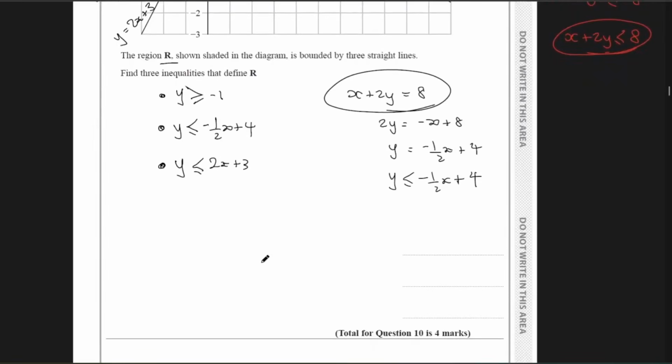These are the three inequalities. So let's write them down in the spaces provided. The first one is y greater than or equal to -1. The second one, there are two options. It's up to you. You can use y less than or equal to -half x plus 4, or you could also use x plus 2y less than or equal to 8. You just need to write one. Then the last one is y less than or equal to 2x plus 3. And that's it.